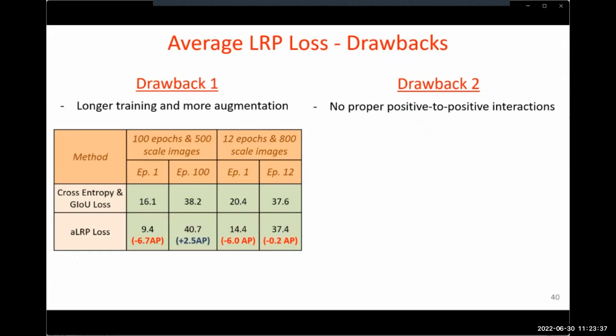For example, while average LRP loss yields better results than the cross-entropy and GIOU loss combination once it is trained longer, it performs on par using the 12 epoch training setting. Also, average LRP loss performs significantly worse after the first training epoch. These are because the epoch-based self-balancing mechanism of average LRP loss tends to converge better when the model is trained for longer epochs.